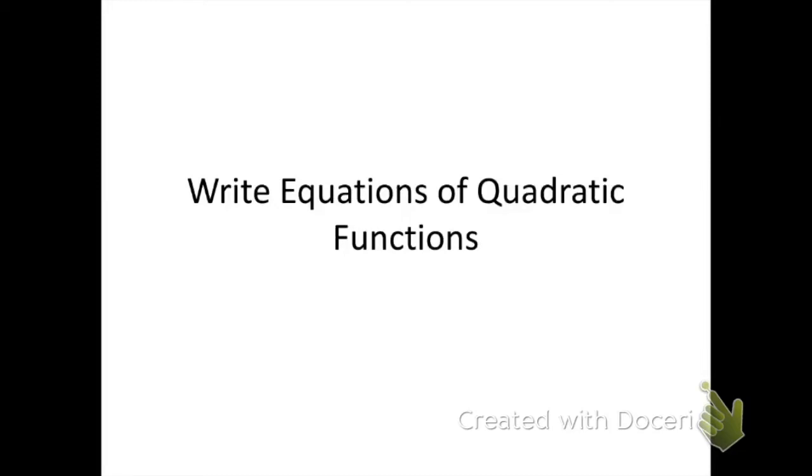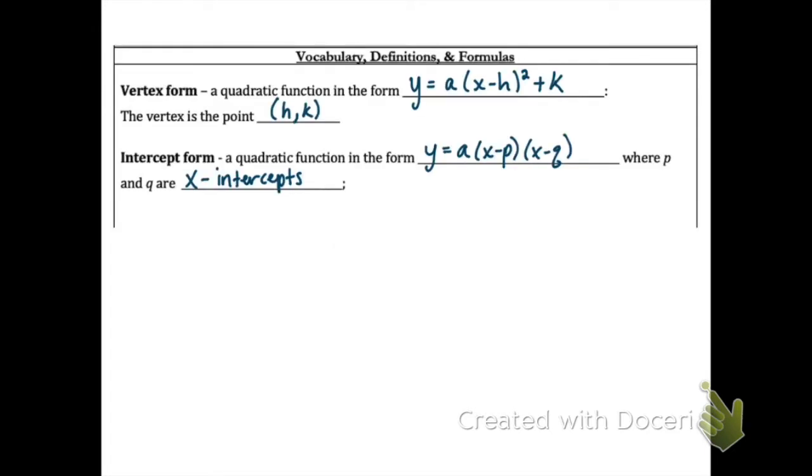In this concept, we're going to learn how to write equations of quadratic functions. We're going to write these equations in one of two ways, either vertex form or intercept form. Vertex form we know is the form y equals a times (x minus h) squared plus k, where our vertex is the point h comma k. And intercept form is the equation y equals a times (x minus p) times (x minus q), where p and q are x-intercepts. So to find those, we're going to be looking on our x-axis for where our graph crosses.